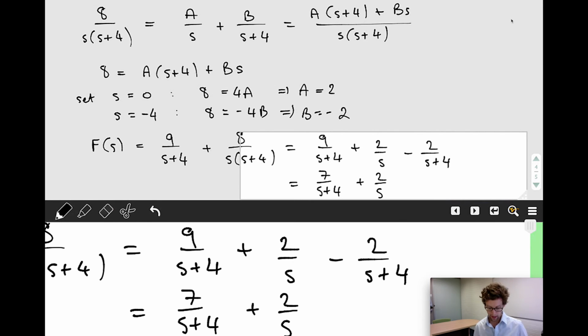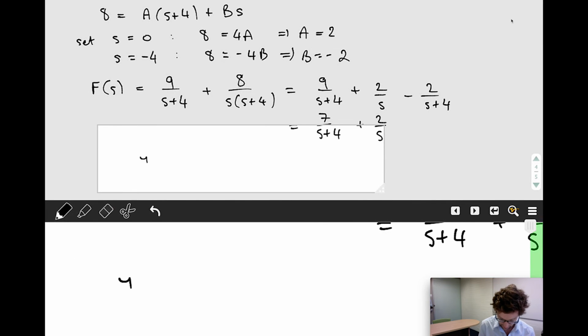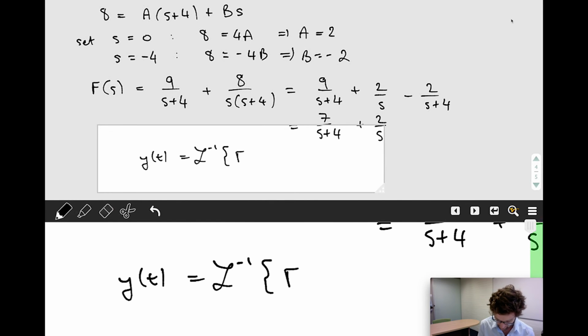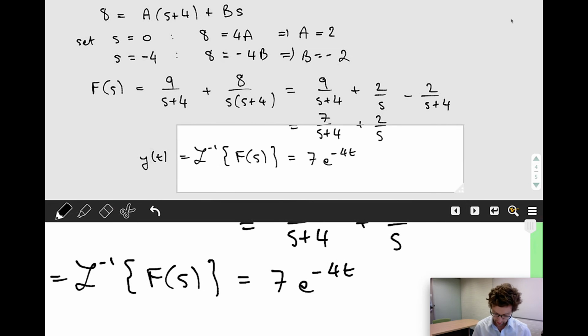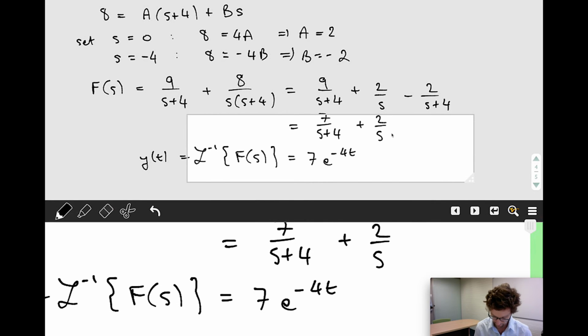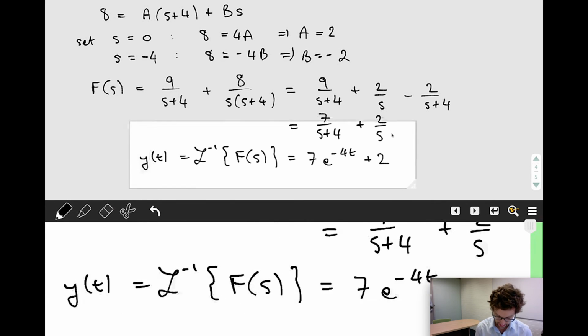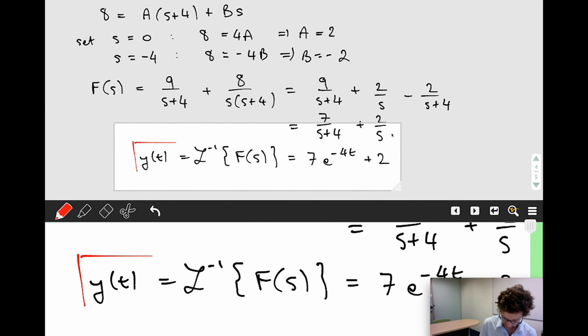So now we're ready to apply the inverse Laplace transform. So we have that y of t is going to be the inverse Laplace transform of big F of s. So we get 7 times the inverse Laplace transform of 1 over s plus 4, which is e to the minus 4t. And we've got the inverse Laplace transform of 2 over s, and that's just going to be 2. So we actually get exactly the same solution that we got using our standard methods.